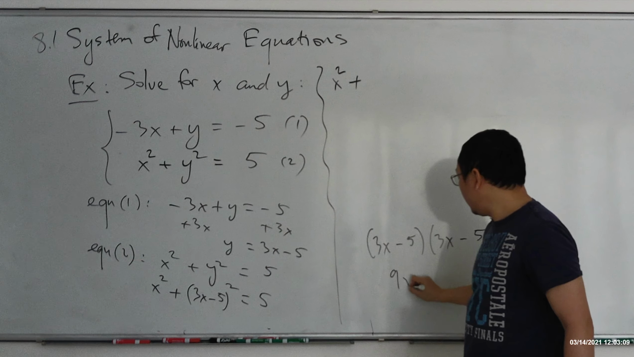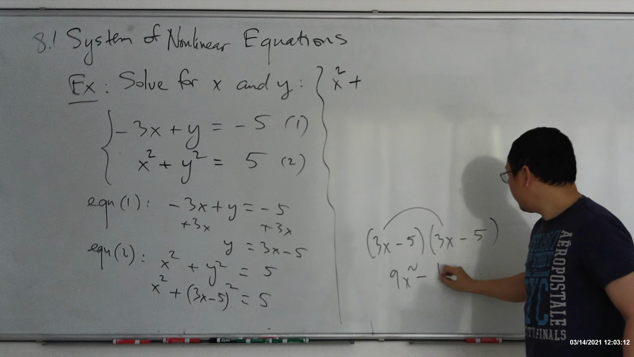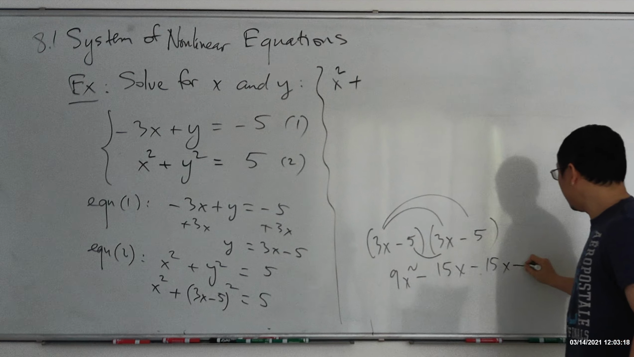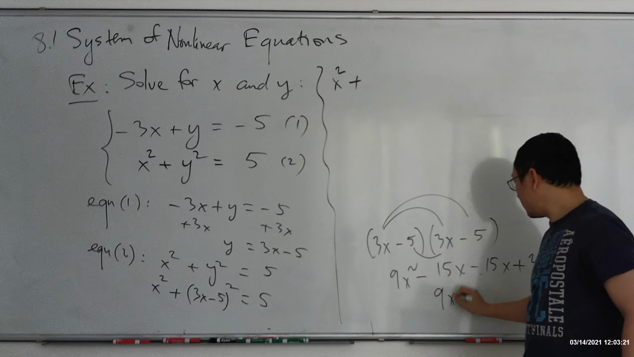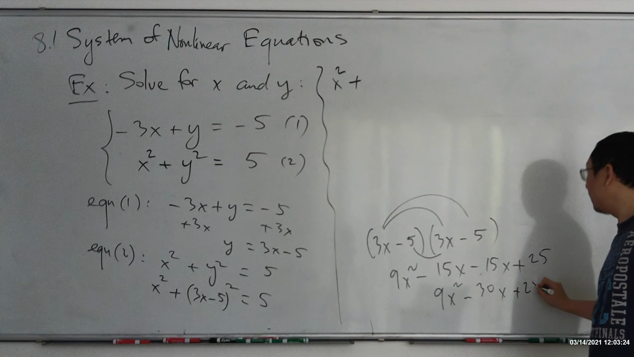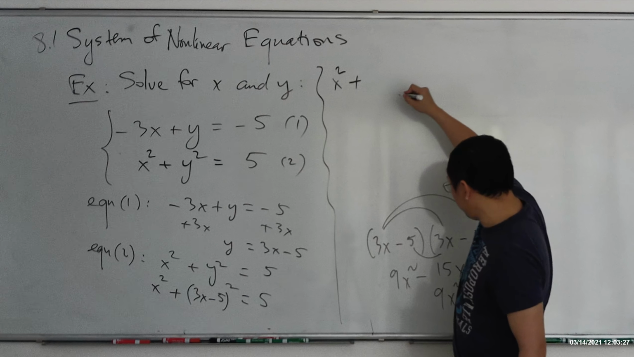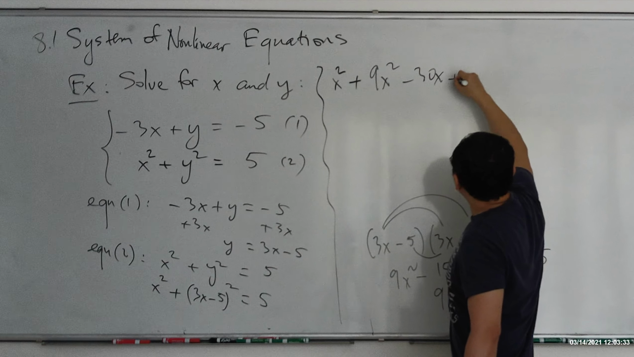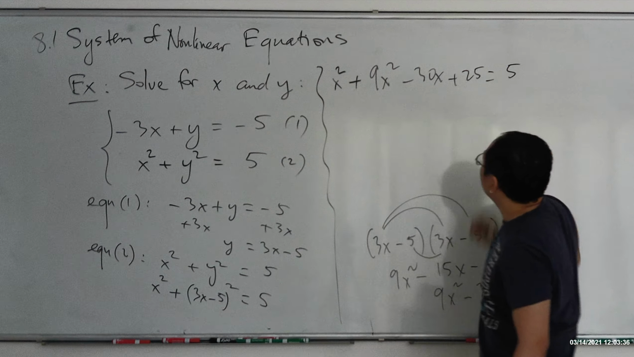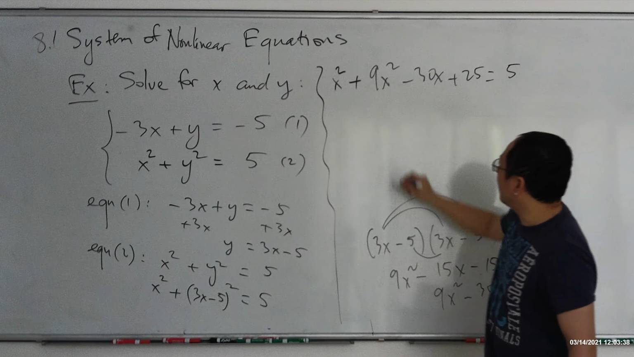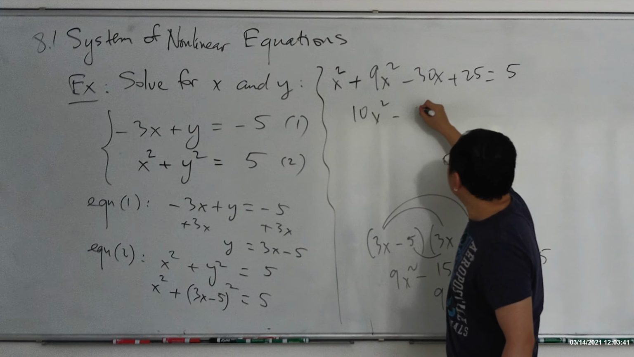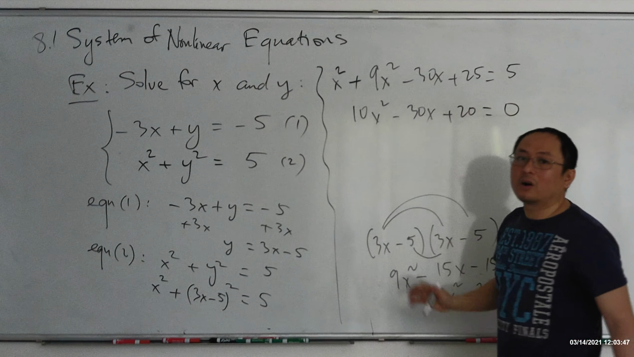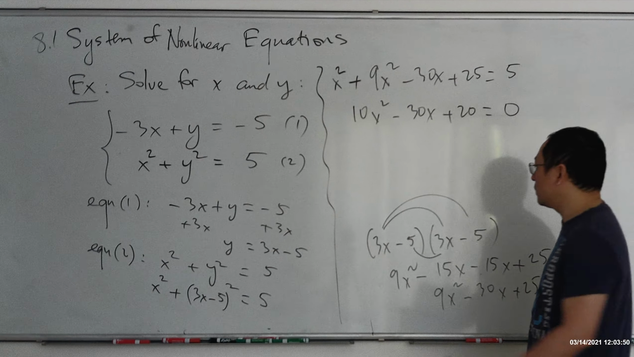I got 9x squared minus 15x, and minus another 15x, and then plus 25. This is 9x squared minus 30x plus 25. So my equation becomes x squared plus 9x squared minus 30x plus 25 is equal to 5. What we have is a quadratic. Let's try to simplify. 10x squared minus 30x, subtract the 5 on both sides, so plus 20 equal to 0. For a quadratic, you try to bring everything to one side, equal to 0 on the other side.